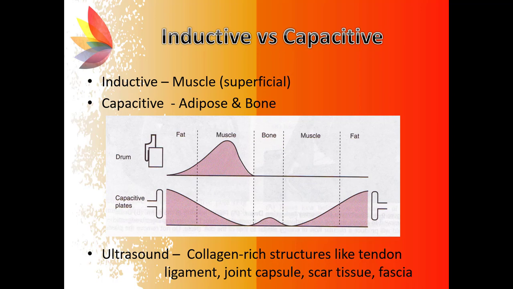The inductive shortwave diathermy ends up treating superficial muscle. Capacitive shortwave diathermy treats mostly adipose tissue and bone. In comparison, ultrasound treats more collagen-rich structures like tendons, ligaments, joint capsules, scar tissue, and fascia.